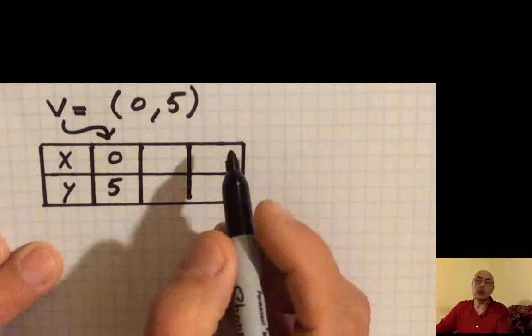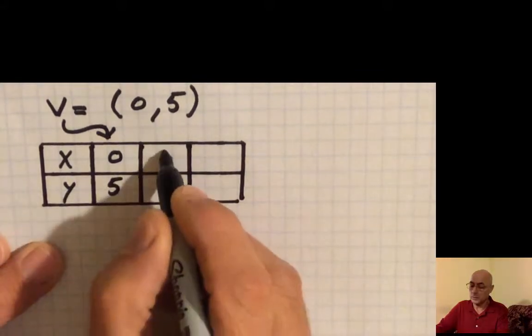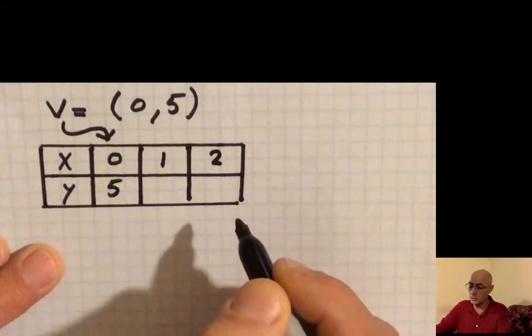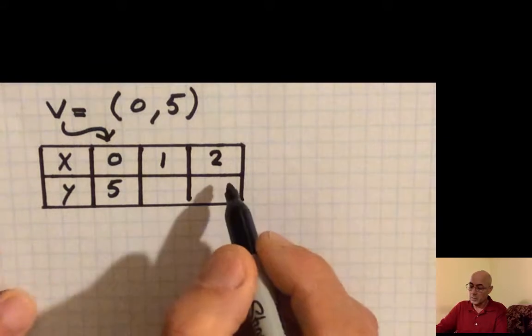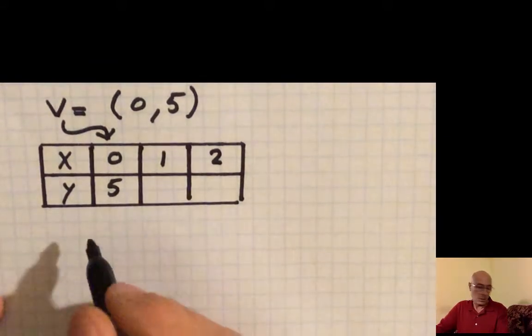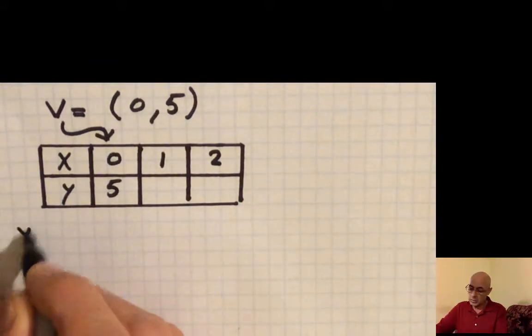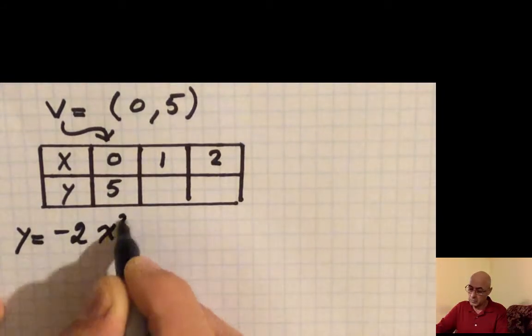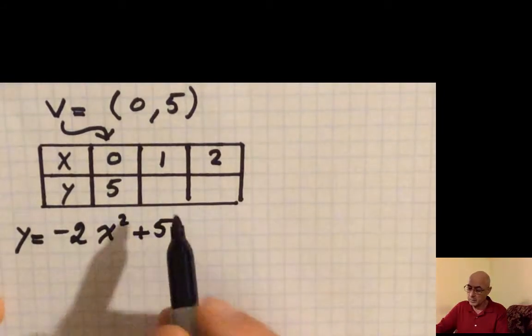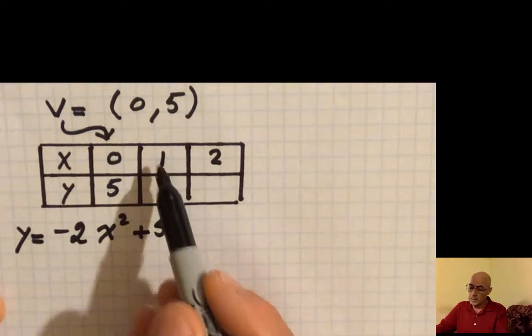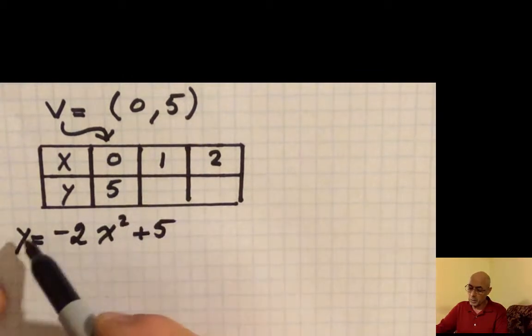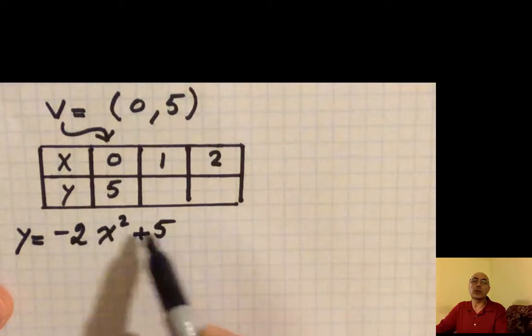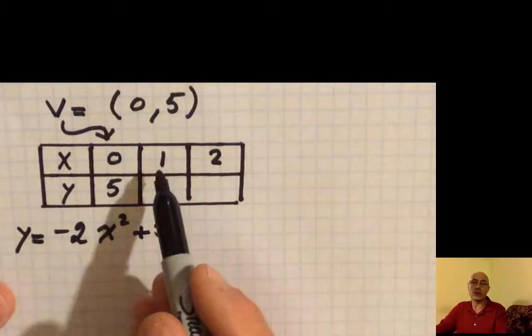Then we pick 2 more points after 0. We can use 1 and 2. Now we find the answers. Remember, our equation was originally y equals negative 2x squared plus 5. When x is 1, what's the value of y? So we need to plug in the x over here to find this y.